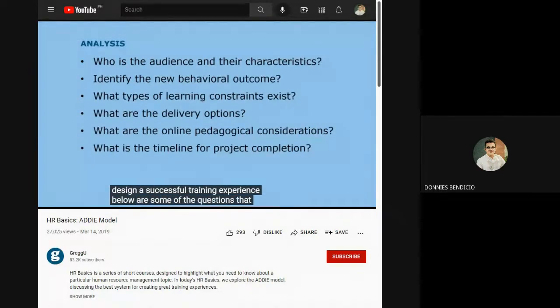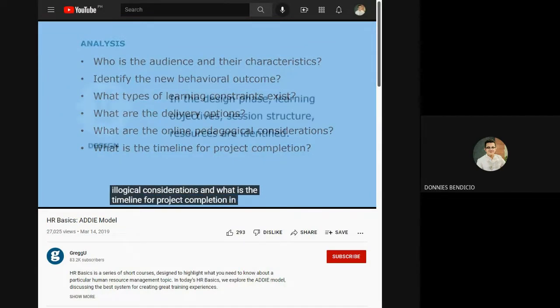Below are some of the questions that are addressed during the analysis phase. Who is the audience and what are their characteristics? How do I identify new behavioral outcomes? What types of learning constraints exist? What are the delivery options? What are the online pedagogical considerations? And what is the timeline for project completion?